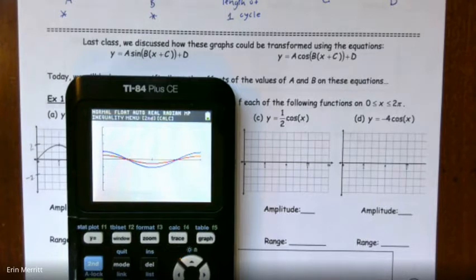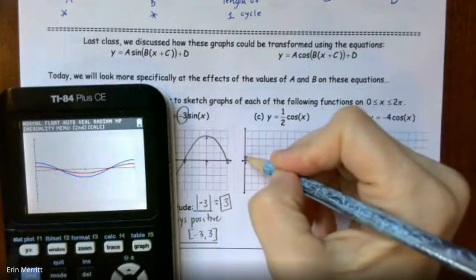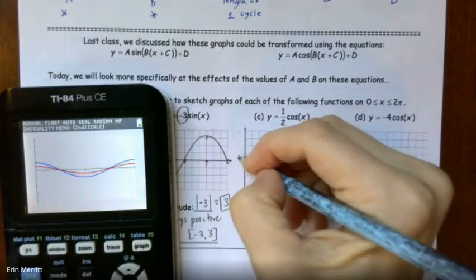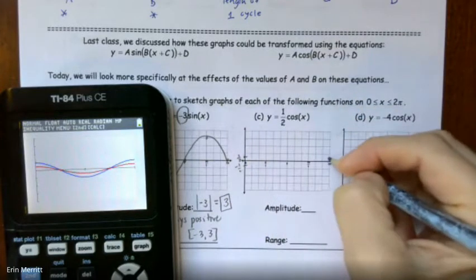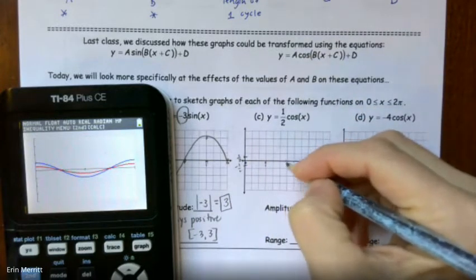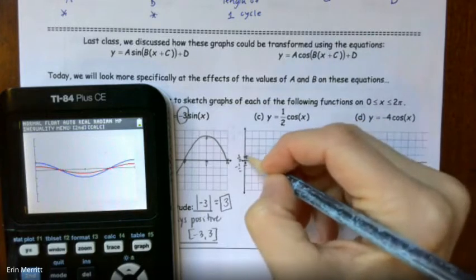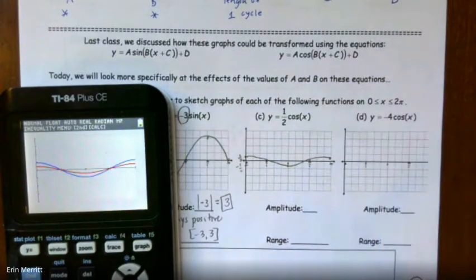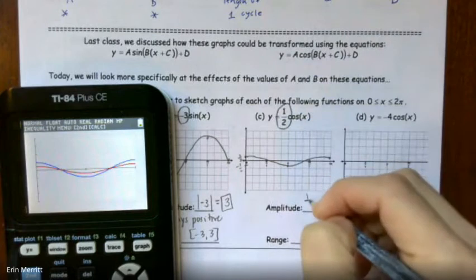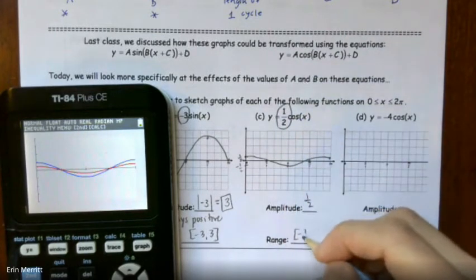So hopefully you were expecting it to be a little squished because it's only half the height. So now, for my graph's sake, here's my little 1/2. There would be my little -1/2. I start and finish at 1/2. At the middle, at pi, it hits the bottom. At pi over 2 and 3 pi over 2, it hits the middle. So kind of looking a little bit like that. All right, that's because the amplitude is 1/2. And then the range went from -1/2 to +1/2.